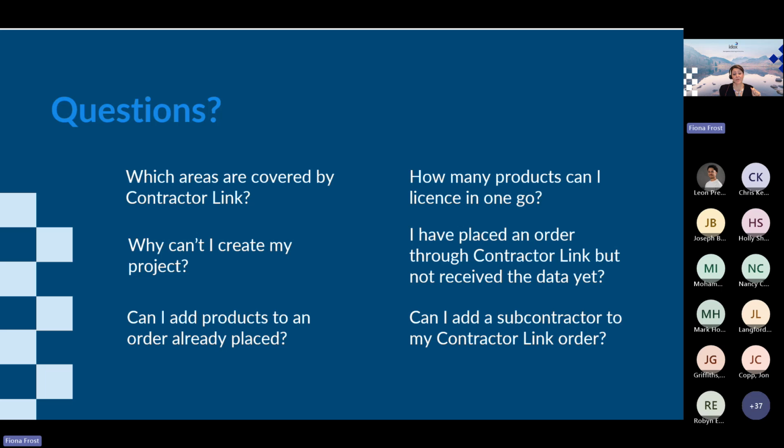And can I add a subcontractor to my Contractor Link order? So for a lot of consultants, and local authorities, they're used to being able to add a subcontractor to an order, so they can legitimately share their data with somebody else who's working on a project. Because of the nature of that authorization through Contractor Link, you can't add somebody else to a Contractor Link order. So a new order would need to be placed for that so that the local authority have got visibility of who's accessing their data and what area.